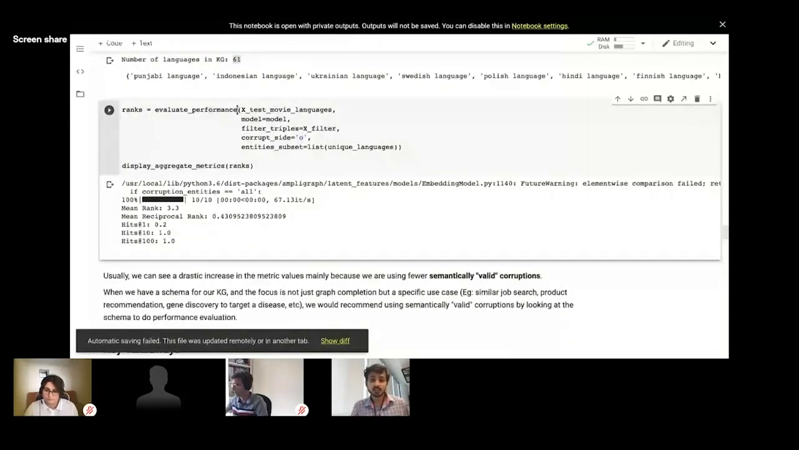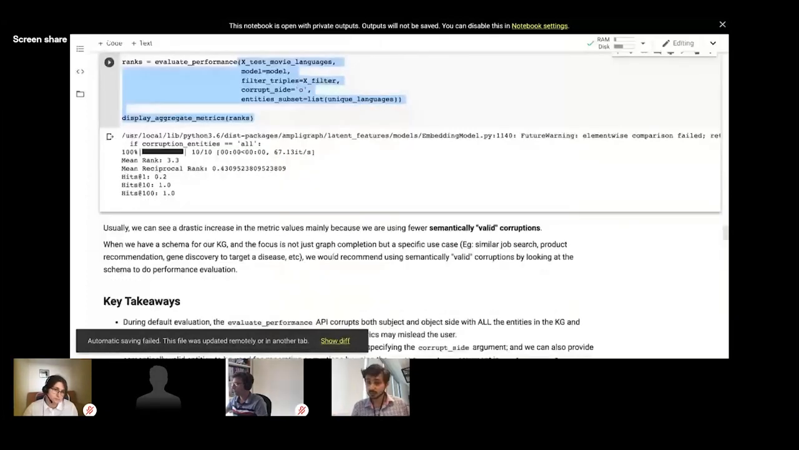You choose semantically valid corruptions. So when you have a set of hypotheses, you'd choose semantically valid corruptions, and then you would use the ranking protocol. And that way it becomes not just an easier task for the model, but also a semantically valid task and also a faster task.